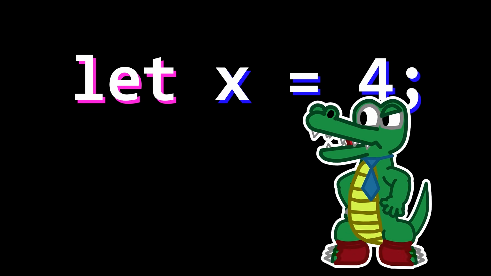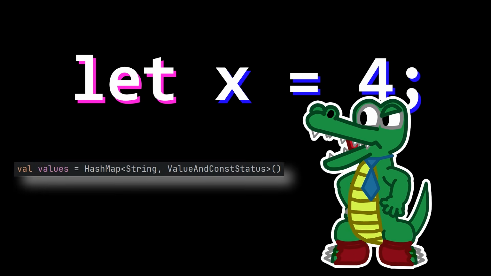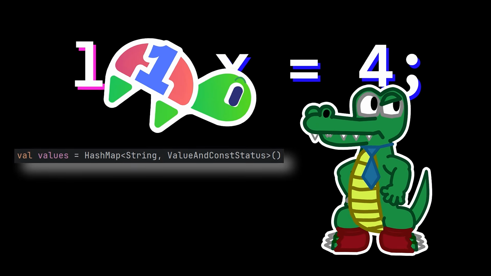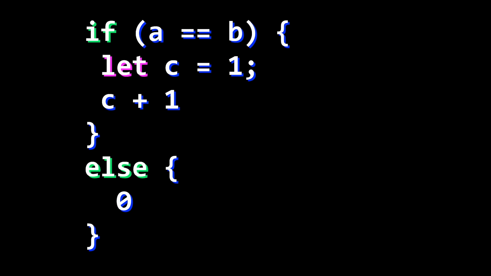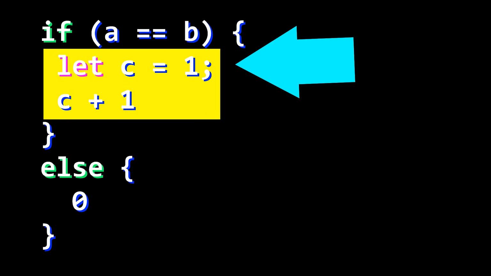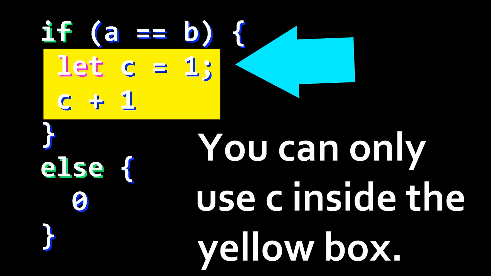Where do we store the variables? Shouldn't this be obvious? We just keep a mapping from the name to the value. Duh. Well, it can't just be any mapping. Why? Because of scope. Take this expression. The C inside of the if block only exists inside of the if block, and if we try to use the C outside of the if block, we get an error.